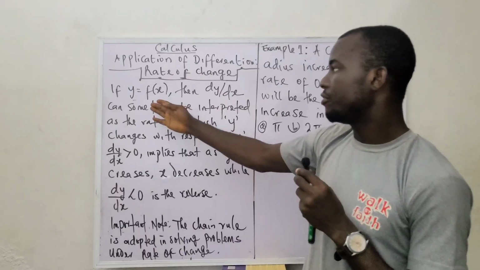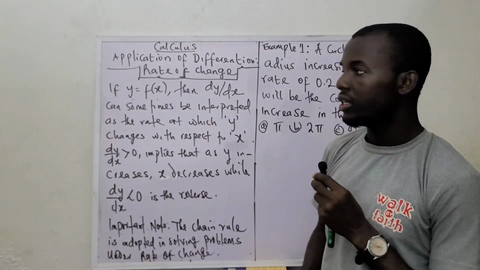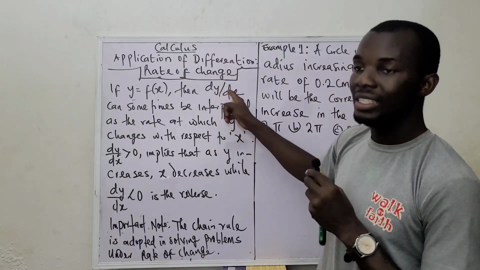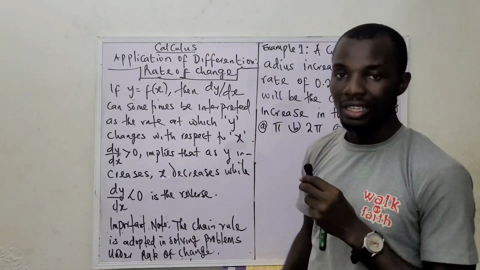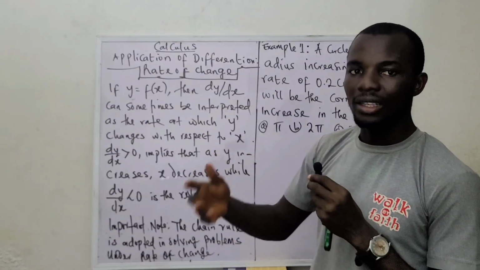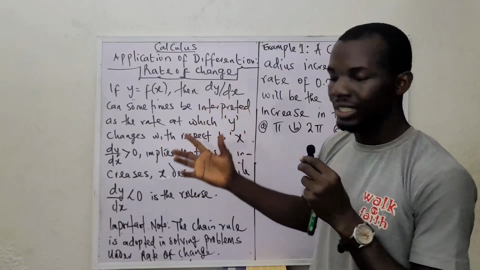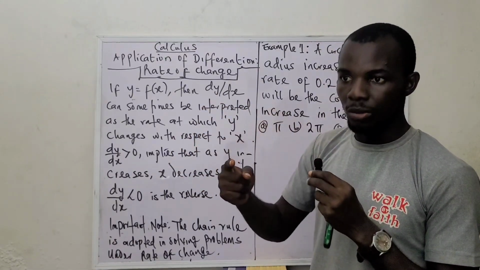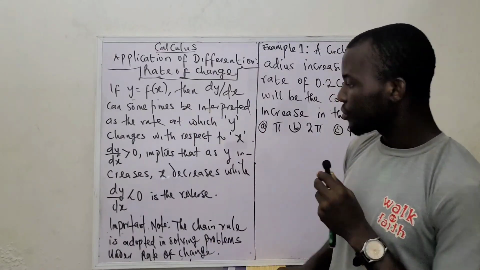Let's say we have y to be a function of x, okay? Then the change of y with respect to x, dy/dx, can sometimes be regarded as the rate at which y changes with respect to x. Remember, in this context, we take x as the independent variable upon which the variable y depends.